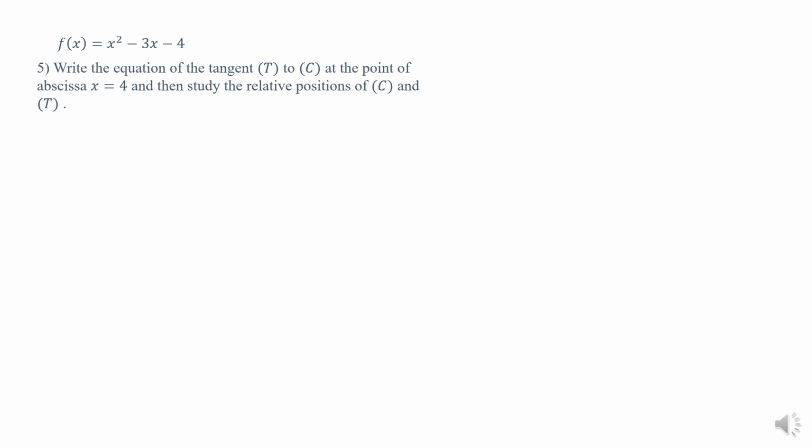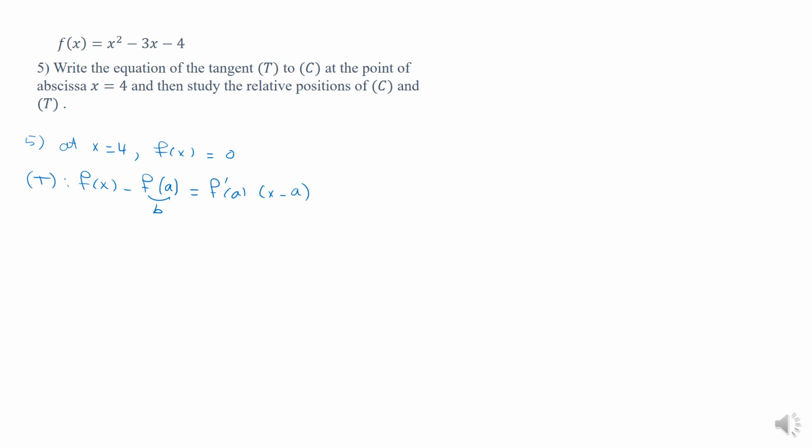Write the equation of the tangent t to C at the point of abscissa x equals 4, and then study the relative positions of C and T. Now at x equals 4, and from part 4, f of x equals 0. So to find the equation of the tangent, this is the general equation of the tangent at point (a, b): y minus f of a is equal to f prime of a times x minus a. f of a is b.